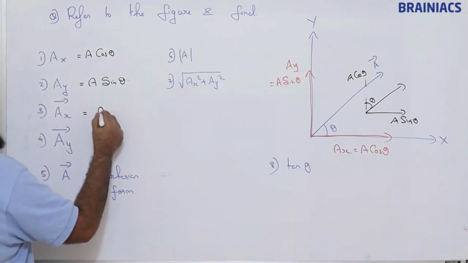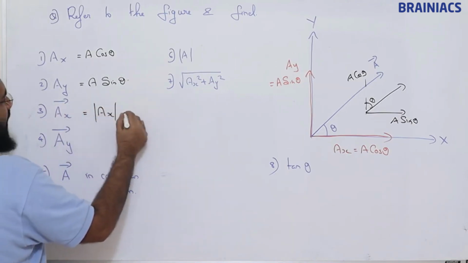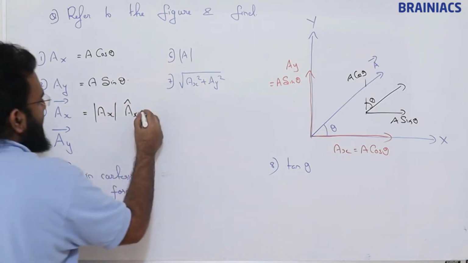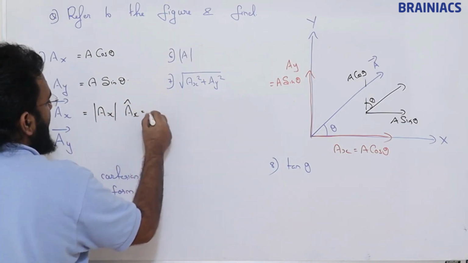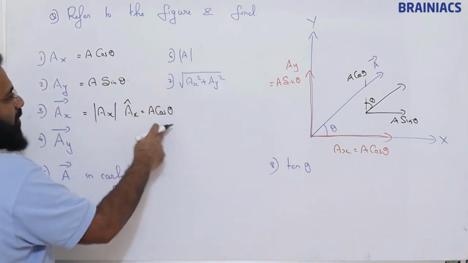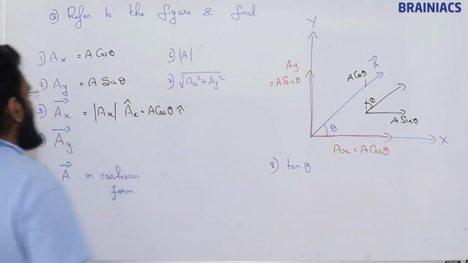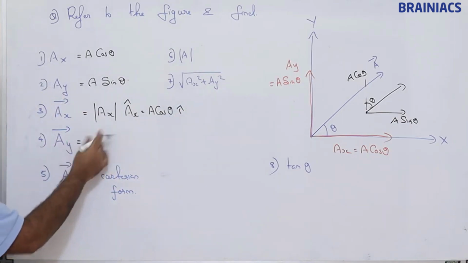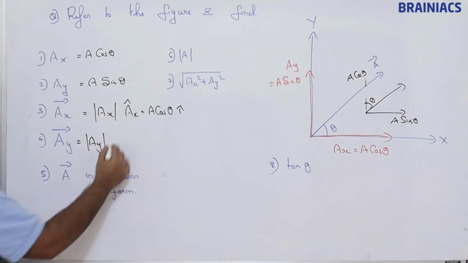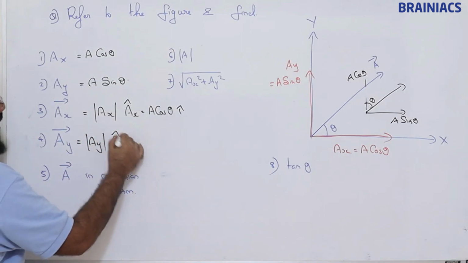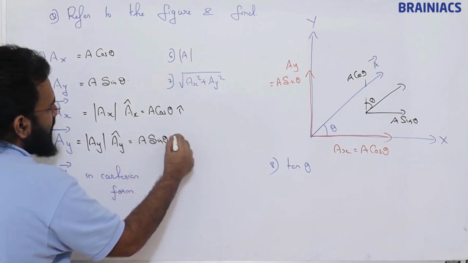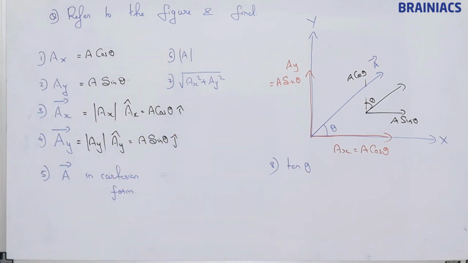Now how to write vector AX alone? AX alone is nothing but the magnitude of AX into the unit vector of AX. What is the magnitude of AX? A cos theta. What is the unit vector in x direction? i. Done. What is AY? Same thing. Magnitude of AY vector into the unit vector of AY vector. So A sin theta into j cap. Clear?